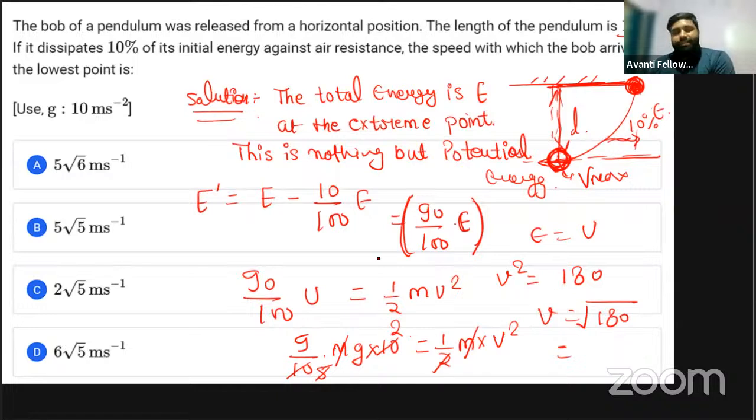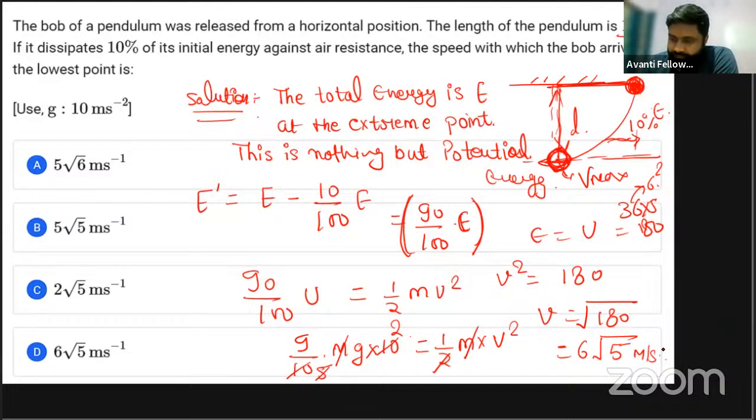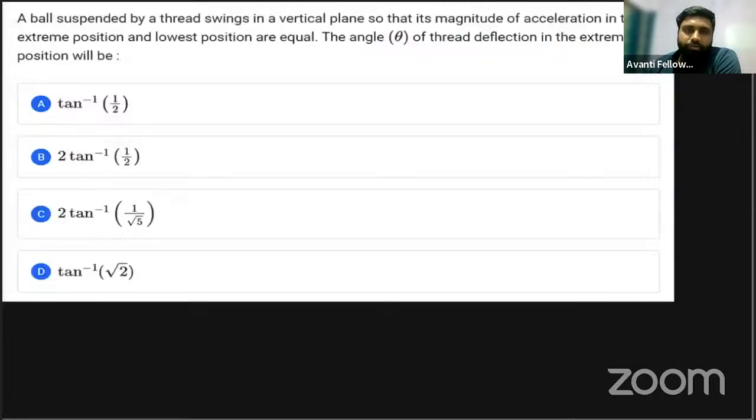Square root of 180 you can write as 6 root 5. If you take it inside, it will become 36 into 5, which results in 180, and 36 is the square of 6. So we can take 6 out, and it is root 5 inside. Meter per second. Okay. So this is the correct answer, option number D. Got it? I hope you got it. Any kind of doubt, if you have, you can ask. Okay. Now move on to the next one.